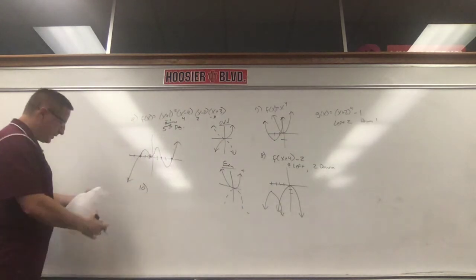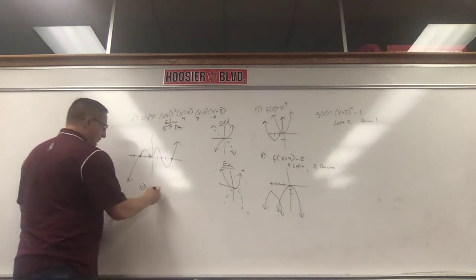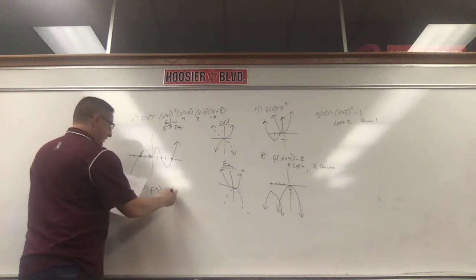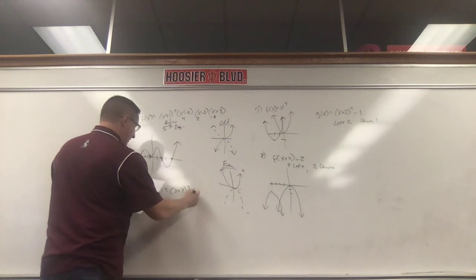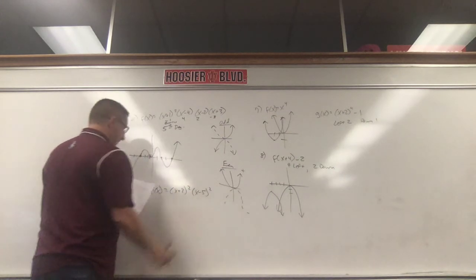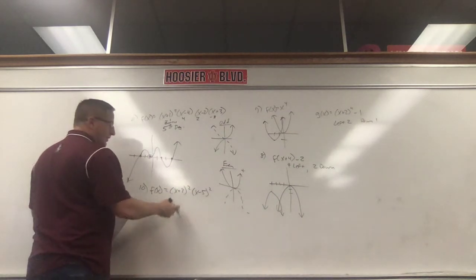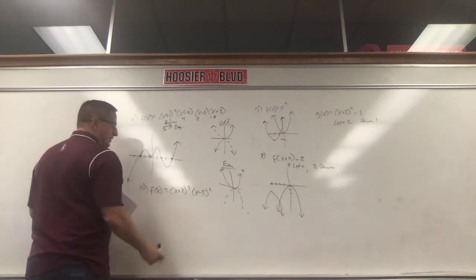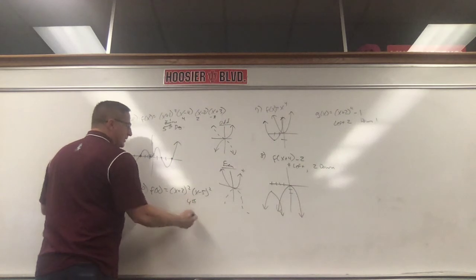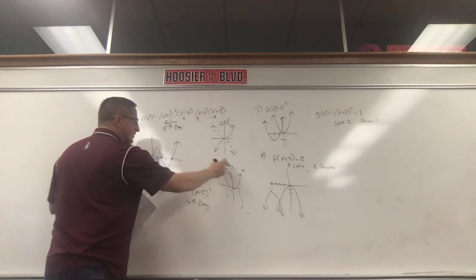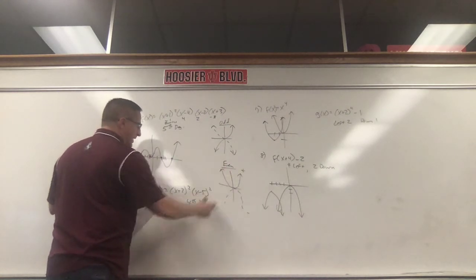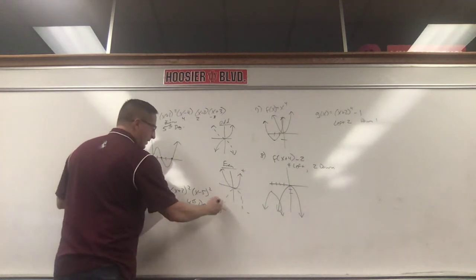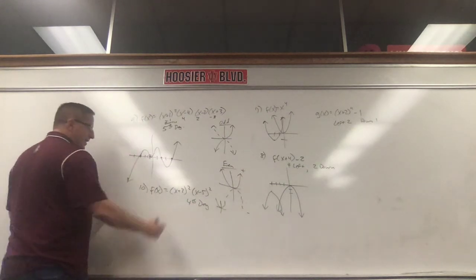Okay? Number 10, f of x equals (x plus 3) squared times (x minus 5) squared. Okay? So this is 4th degree. I see 2 x's, but there's 2 x plus 3's and 2 x minus 5's because of the squares. So it's 4th degree, which is even, so it's going to be a parabola either opening up or down. There's no negative. It's going to open up.